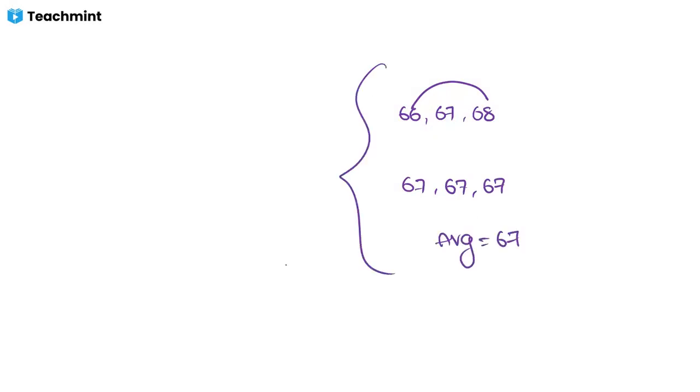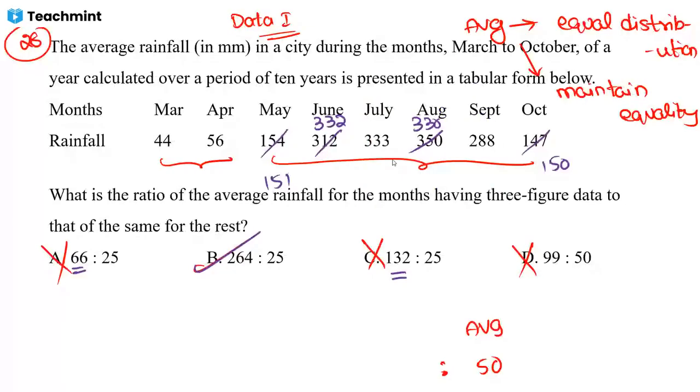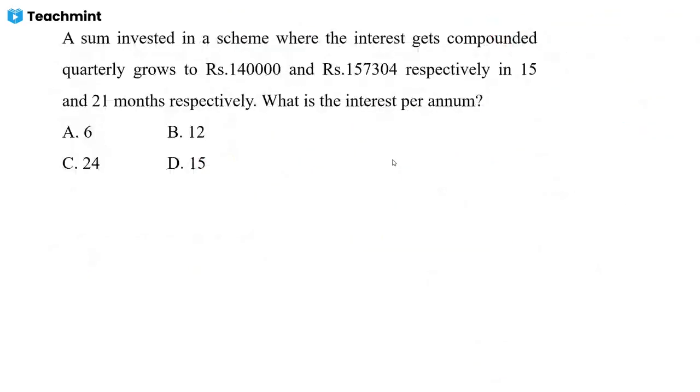No need to apply always sum of terms by number of terms. That is the main purpose of average. That formula also developed from that thought only. Equal distribution. The average video is already shared in your group. You can go through it. In the introduction, I gave all these points. Right. Now see this next question.